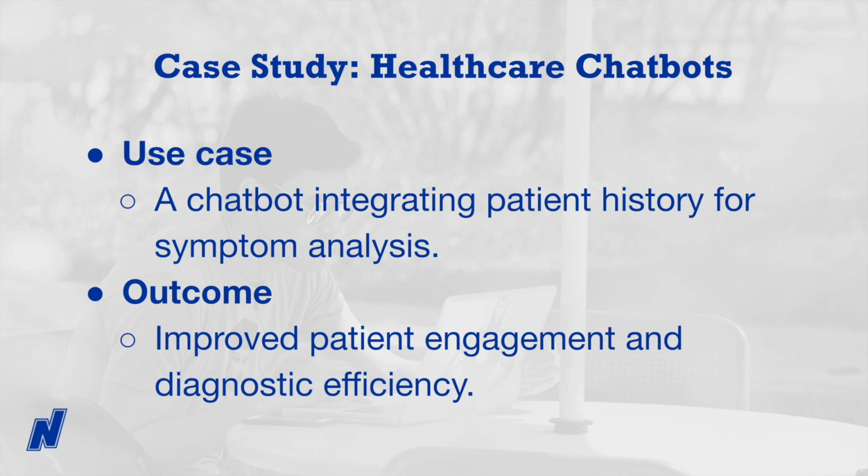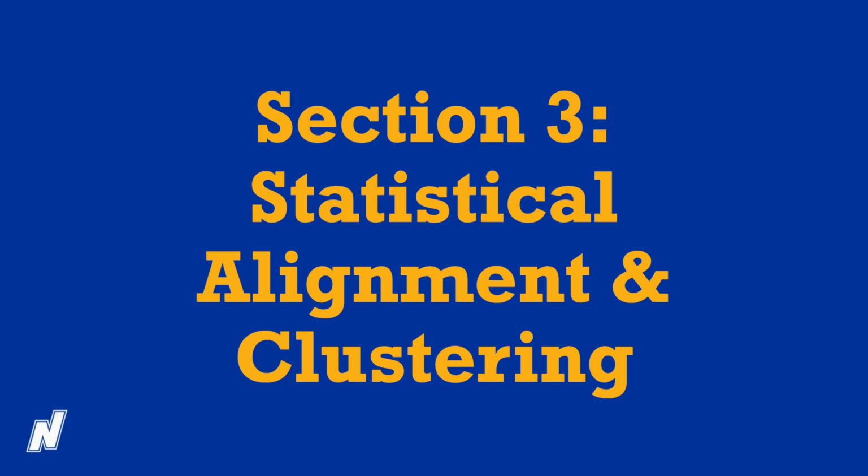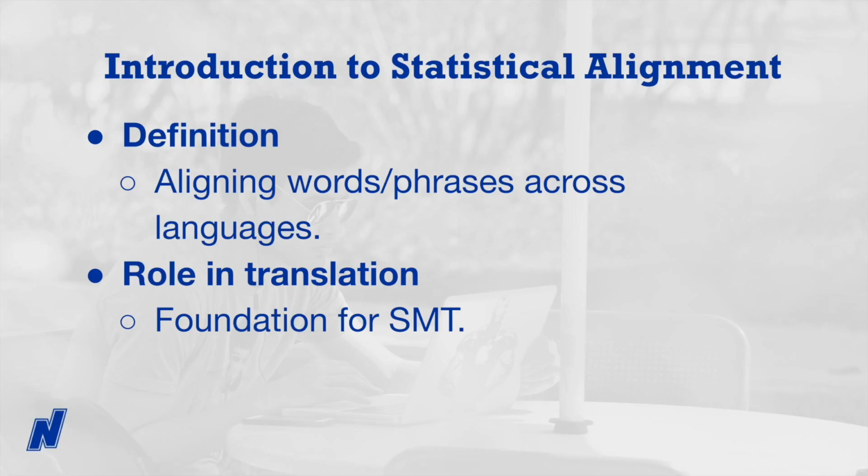Let's now transition to the next section, where we'll explore statistical alignment and how it underpins multilingual applications like translation. Next, we'll discuss Section 3, statistical alignment and clustering. Statistical alignment identifies correspondences between words or phrases in bilingual corpora, enabling machine translation systems to map source language expressions to their equivalents in the target language.